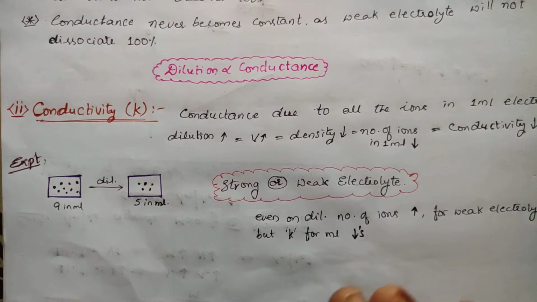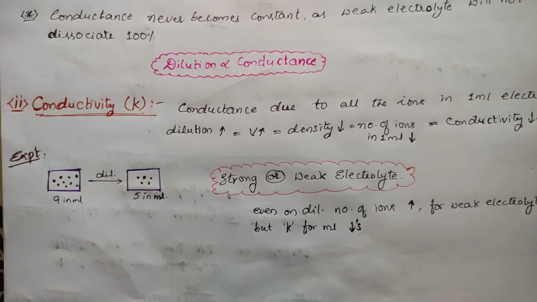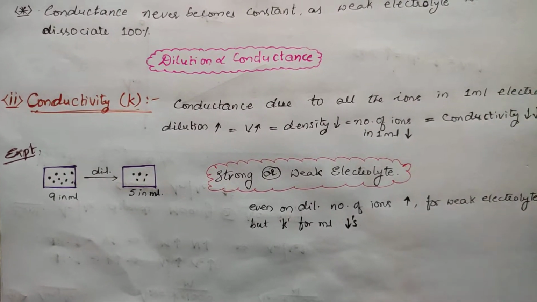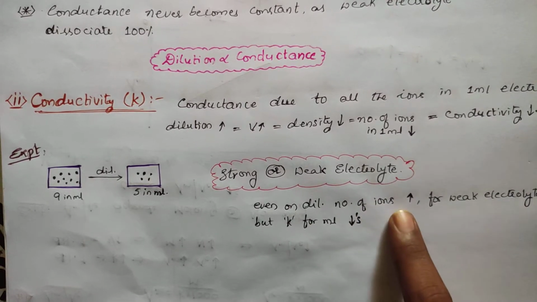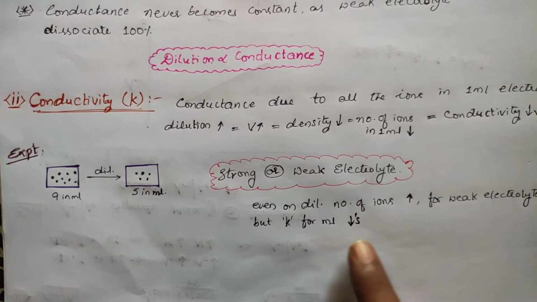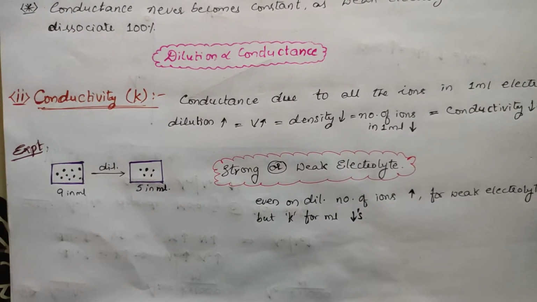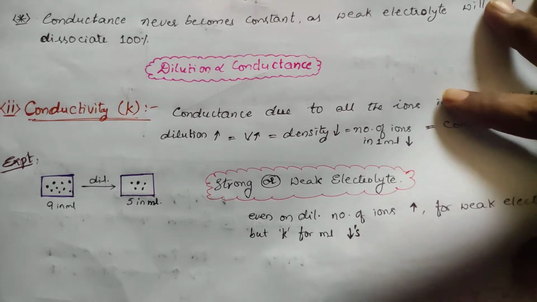But practically we have seen in the lab, conductivity per ml will be decreased, even though on dilution the conductance may increase due to the increase in the number of ions. Okay? So, even if on dilution the number of ions increases, for a weak electrolyte K per ml will be decreased. For a weak electrolyte, it will be decreased because on dilution also you will not be getting 100% dissociation of the electrolyte, right?